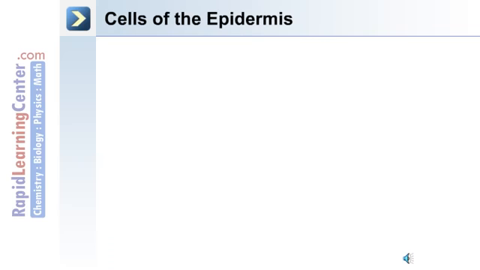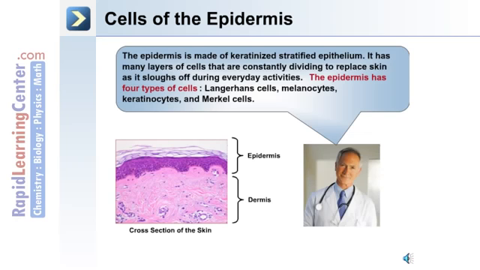There are different cell types within the different layers of the epidermis. The epidermis is made of keratinized stratified epithelium, and it includes cells that are constantly dividing to replace the skin as it sloughs off during everyday activities. The 4 types of cells in the epidermis are Langerhans cells, melanocytes, keratinocytes, and Merkel cells.